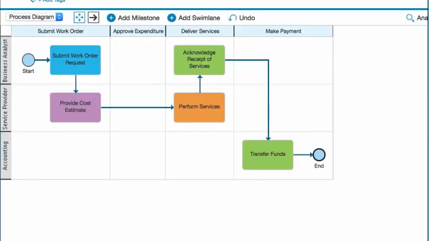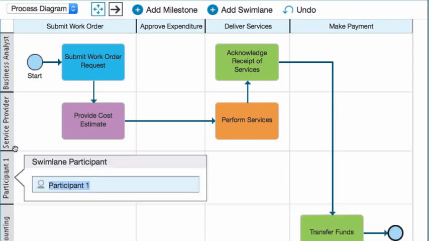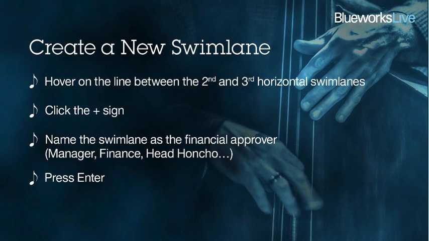Now let's add an activity for financial approval. First, we need to add a new swim lane for the financial approver. Place your cursor on the dividing line between the second and third swim lanes and click the plus sign. Name this swim lane for the role that would approve your expenditures. You might want to name it Manager, or you may want to name it Finance. Press Enter when you're done. Pause the video now.